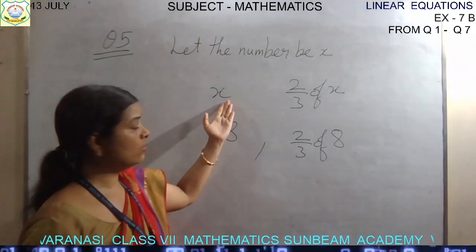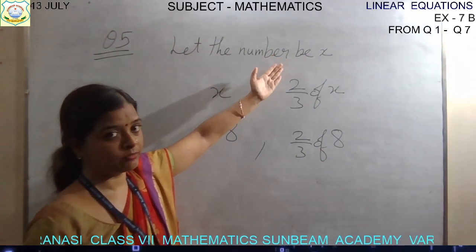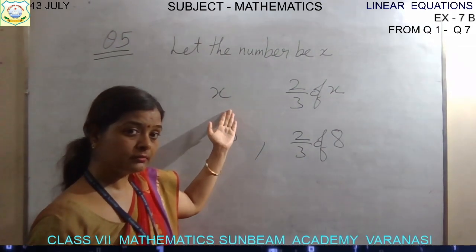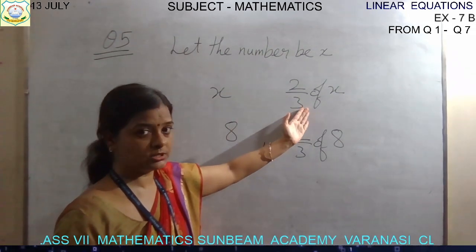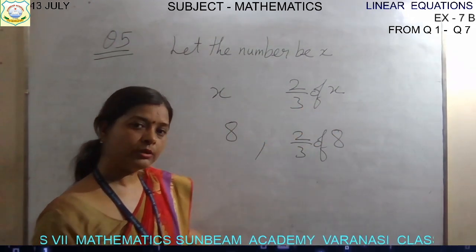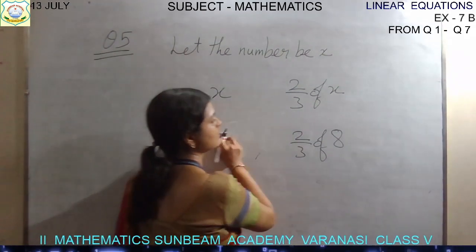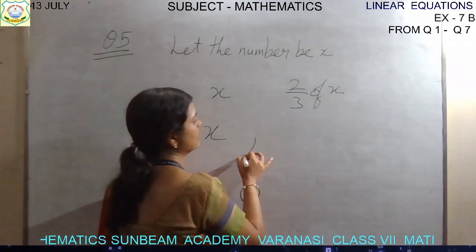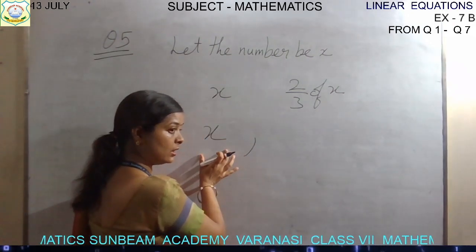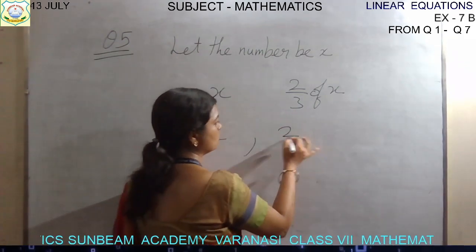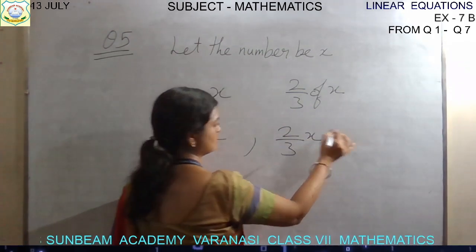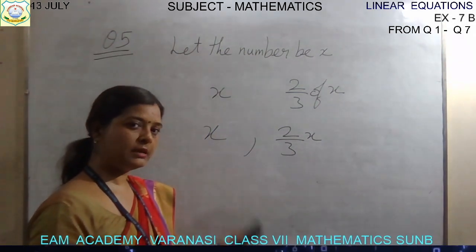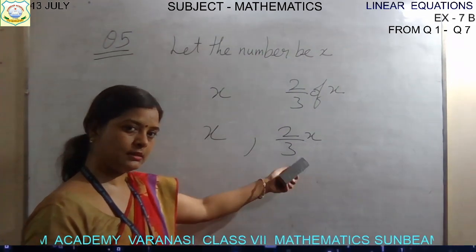So now let's take it as x. We have already chosen that it is x. Let it be x. And 2/3 of that number, that x, will be 2 by 3 of x. And what does of mean here? Of means multiplication. So if the number is x, its 2 by 3 of this x will be 2 by 3 into x. So these are the two numbers: the number is x and its 2/3 is 2/3 of x.